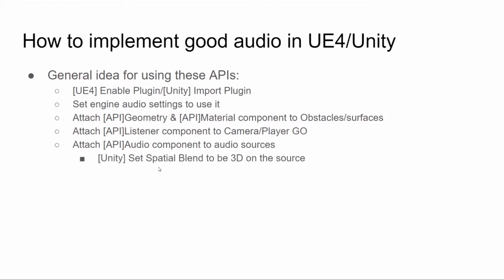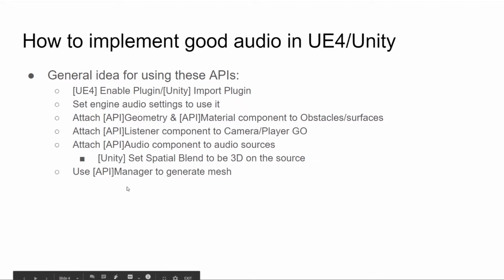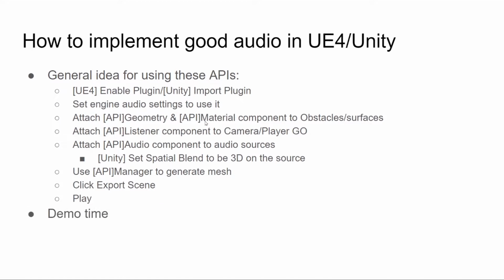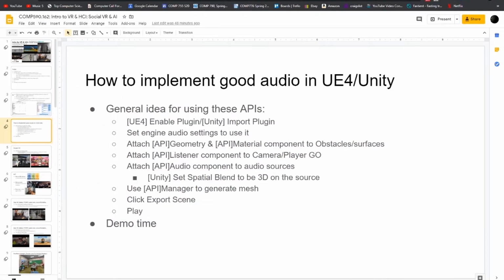In Unity, by default, it uses 2D sound, which means that you can't tell where something is located. We'll see this little slider that lets you move it to 3D sound. There will be something like a SteamAudio Manager that you use to generate some mesh, which is just some pre-computed static mesh that the systems use to bounce rays off of. We'll see it in a second. There's a button to export the scene, and then you can play and it will work. So let's show you how to do it.